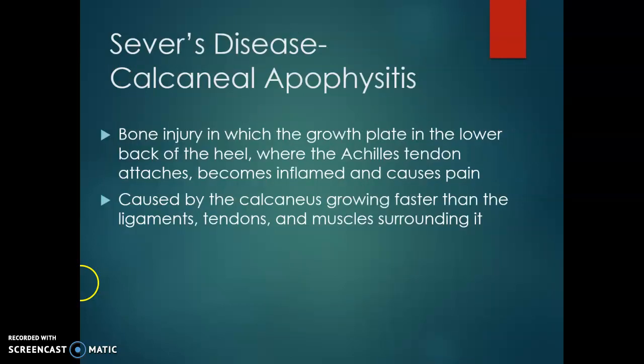We also have something called Sever's disease. This is called calcaneal apophysitis. So apophysitis refers to when the bone starts to pull apart at the growth plate. So calcaneal apophysitis means this is happening on the calcaneus, which is our heel bone. So this is a bone injury in which the growth plate in the lower back of the heel, that's right where the Achilles tendon attaches, becomes inflamed and causes a lot of pain.